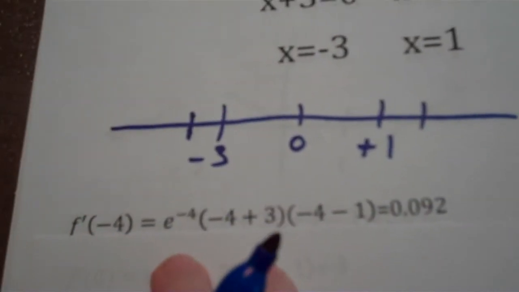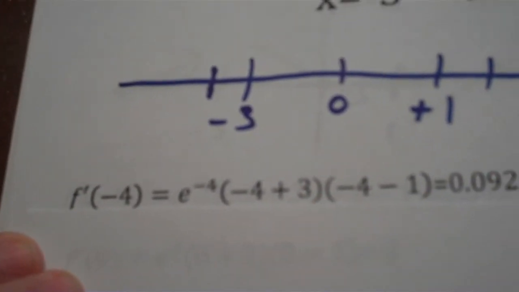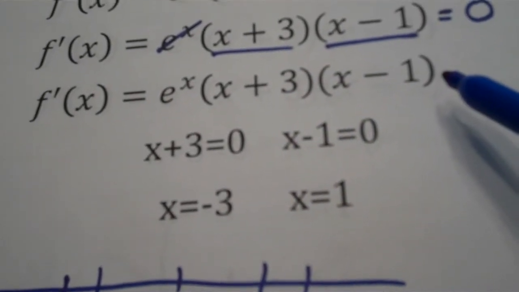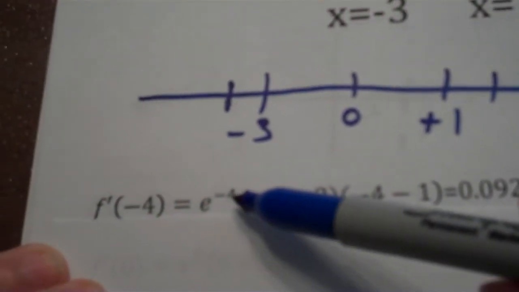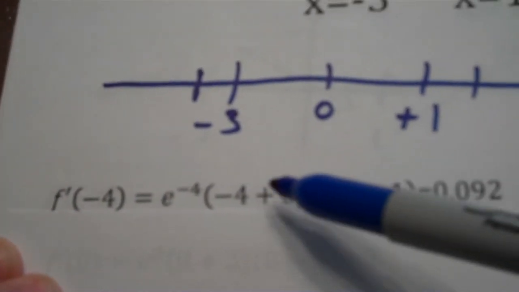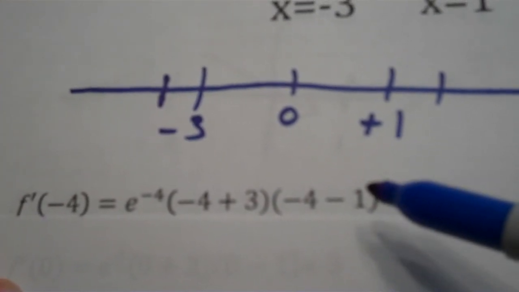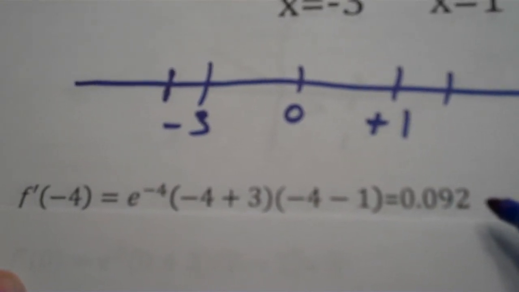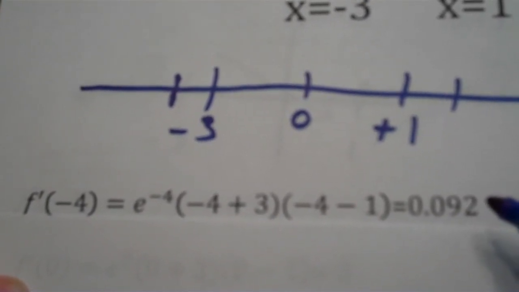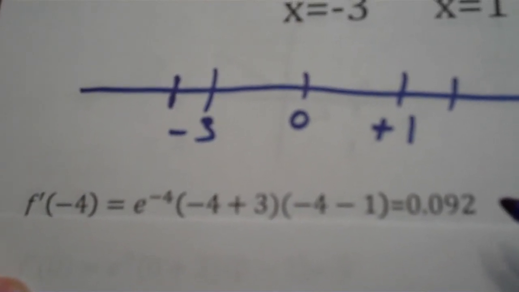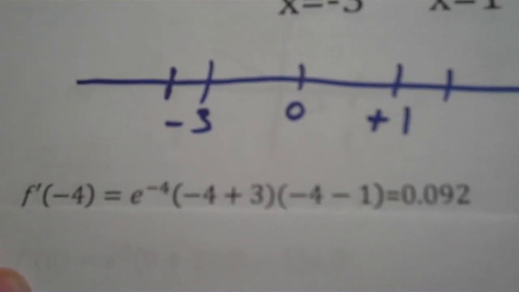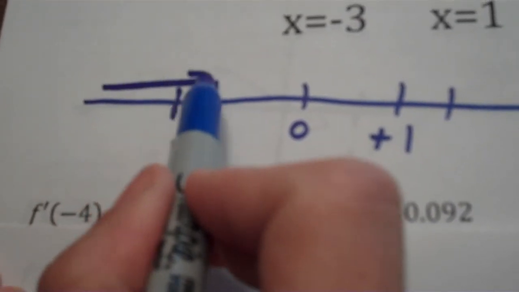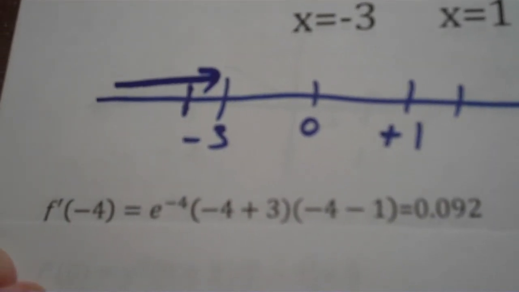When I plug -4 into the derivative, and you'll recall the derivative again, which we took up here, I get e^(-4) times (-4 + 3) times (-4 - 1). If you do the calculation, you actually get 0.092. But the important information is it is positive 0.092. Of course, what we're saying at -4 is it's barely increasing, just a little bit. But the important thing is it's increasing. So it's going uphill slightly before -3.